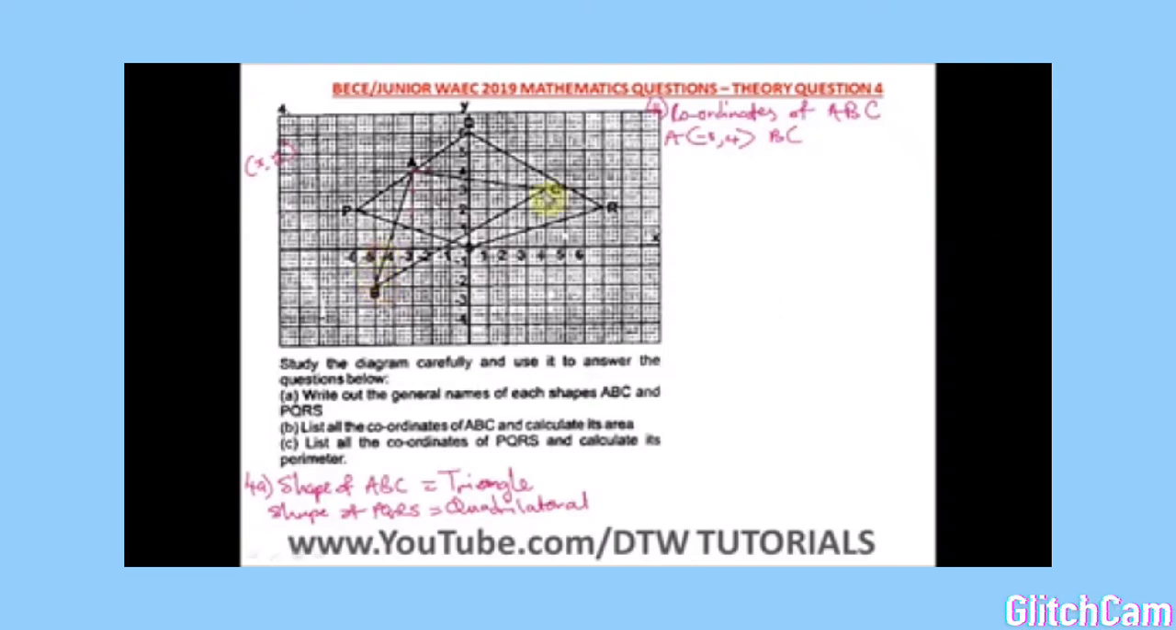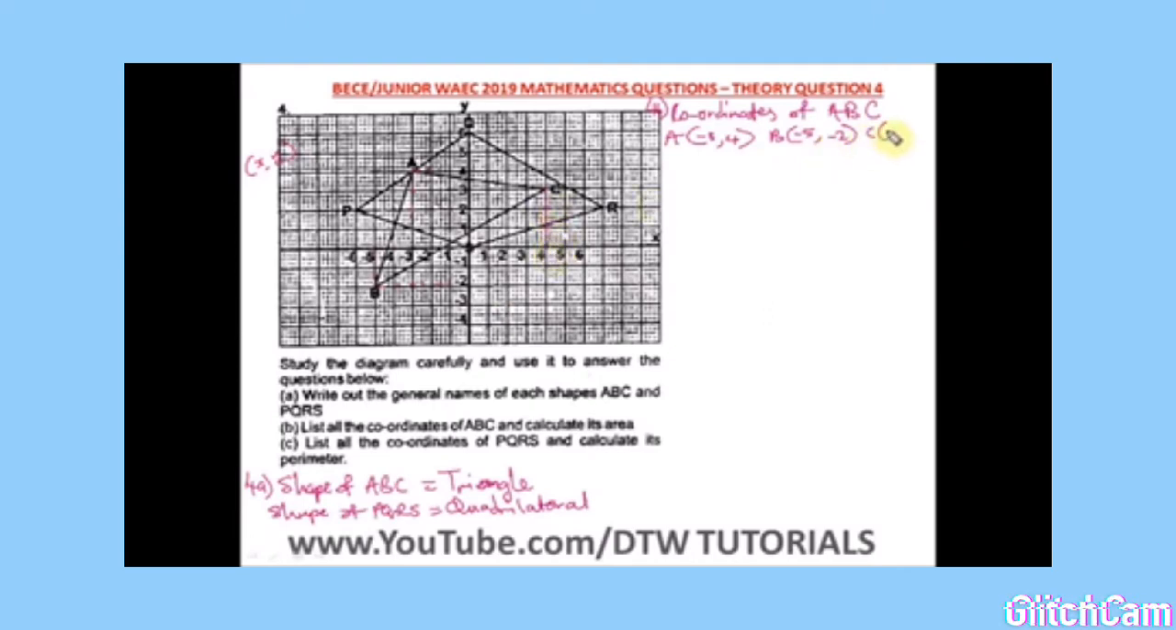Then for the coordinates of B, this is B, trace B to the x-axis, we come up here, we have -5. Okay, trace B to the y-axis, we have what? -2.